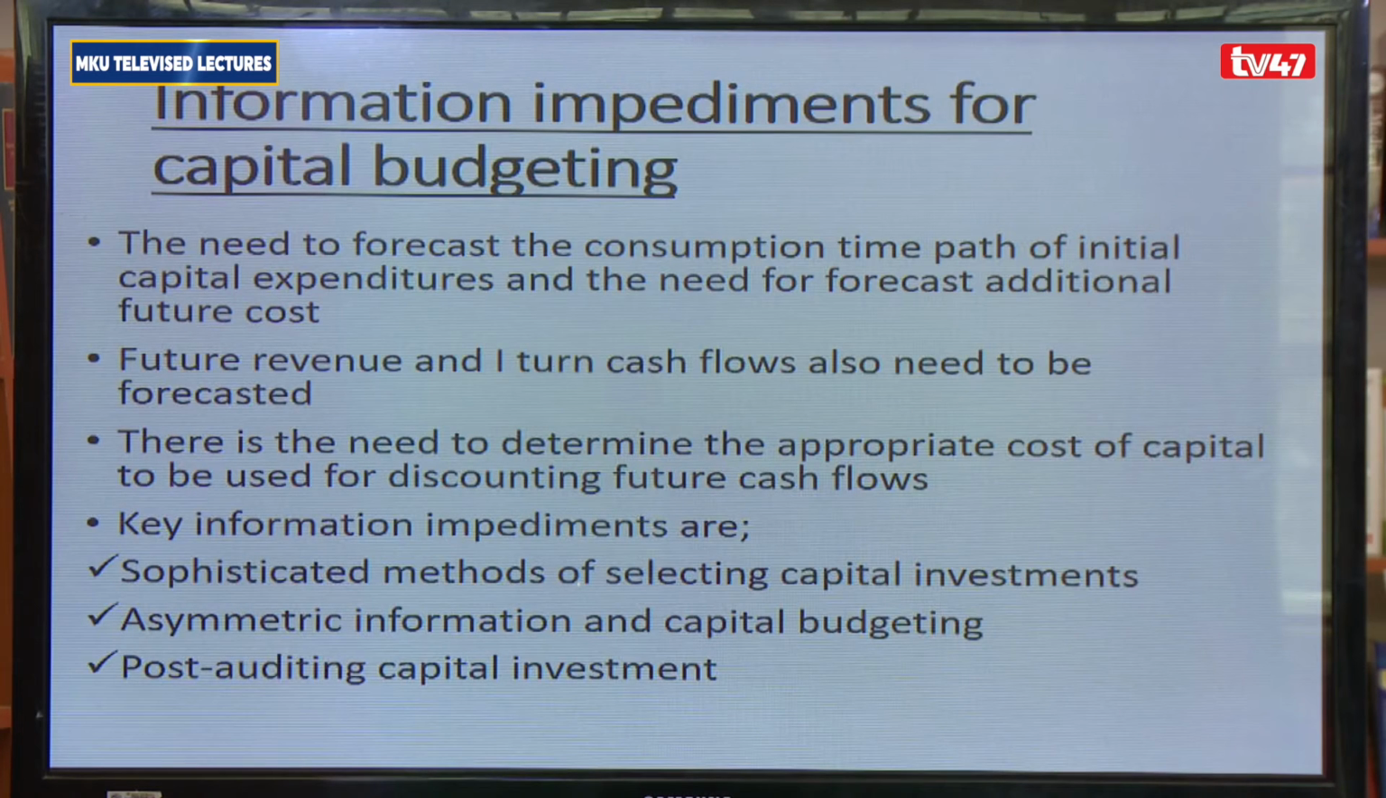So future revenue and return cash flows also need to be forecasted, as well as there is need to determine the appropriate cost of capital to be used for discounting future cash flows. And for you to be able to do that, you must get the information. But now this information may not be adequate because of some challenges, like now there are sophisticated methods of selecting capital investments, which may not be available to all the managers.